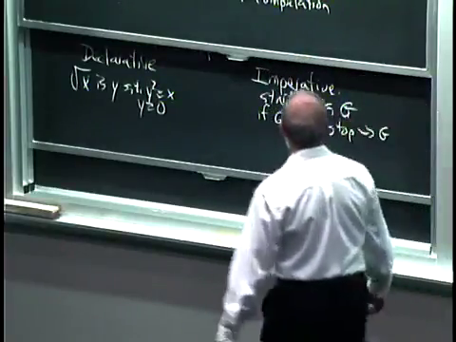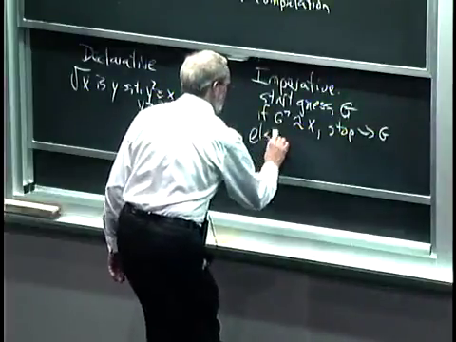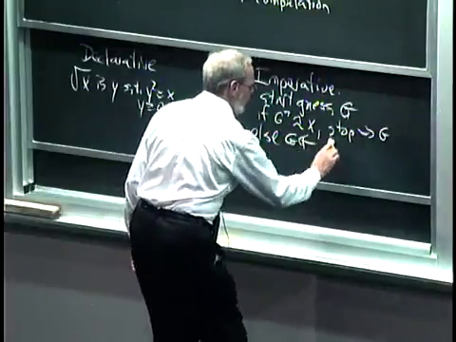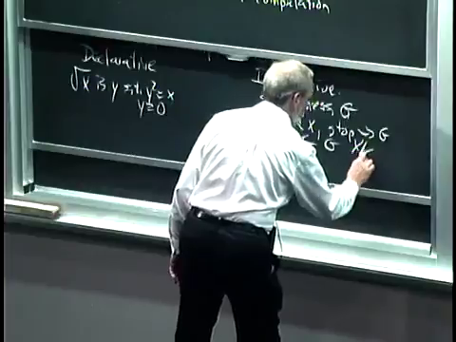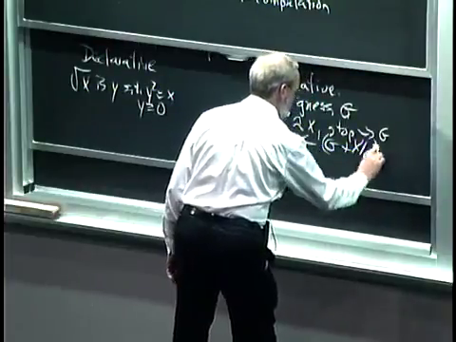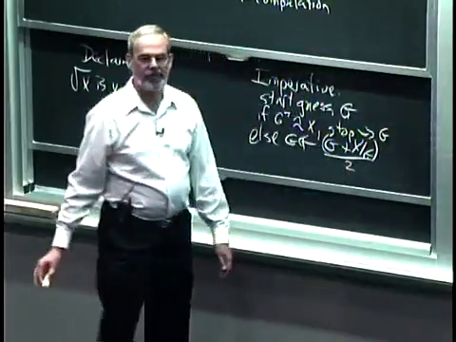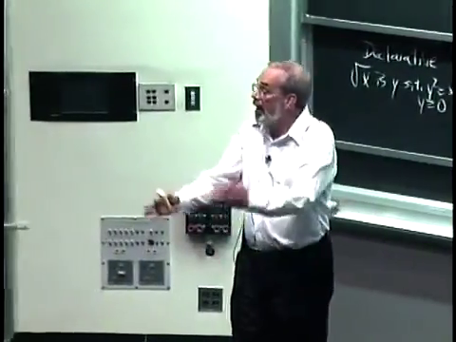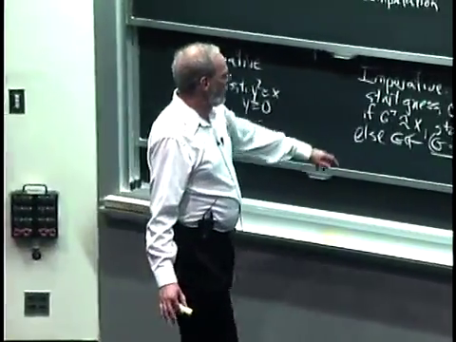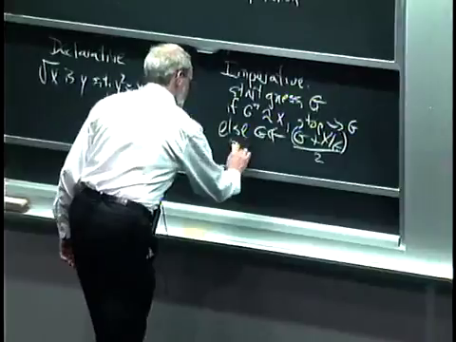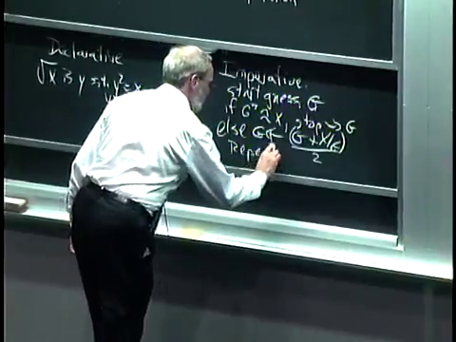Otherwise, I'm going to get a new guess by taking G, X over G, adding them, dividing by 2. I'm going to take the average of G and X over G. Don't worry about how it came about. Heron found this out. But that gives me a new guess. And then I'm going to repeat.